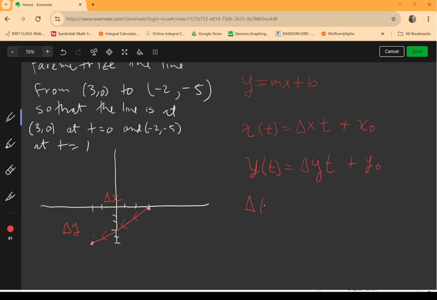Delta x, I'll do the change in x from the end to the beginning, so -2 minus 3, which gives me -5. And then delta y is -5 minus 0, which gives me -5.